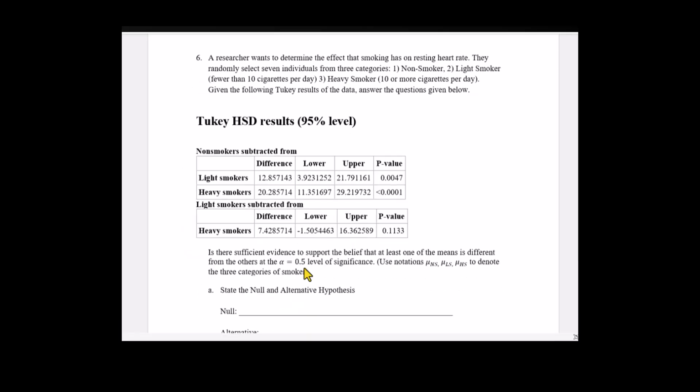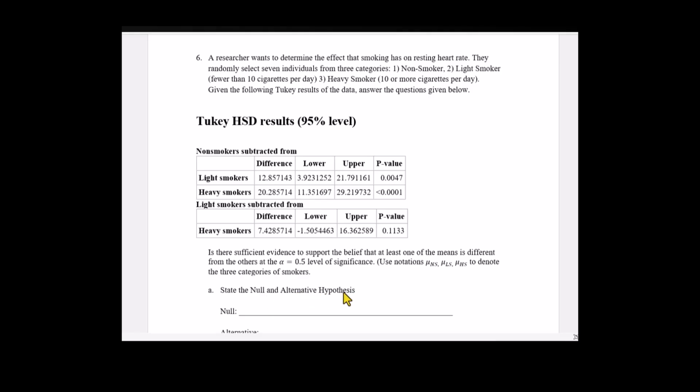So over here it says, is there sufficient evidence to support the belief that at least one of the means is different from the others at the alpha equal to 0.05 level of significance? That's a 5% significance level. And they've asked us to use the notation mu sub ns for non-smokers, mu sub ls for light smokers, and mu sub hs for heavy smokers. And the first question says, state the null and alternative hypothesis.